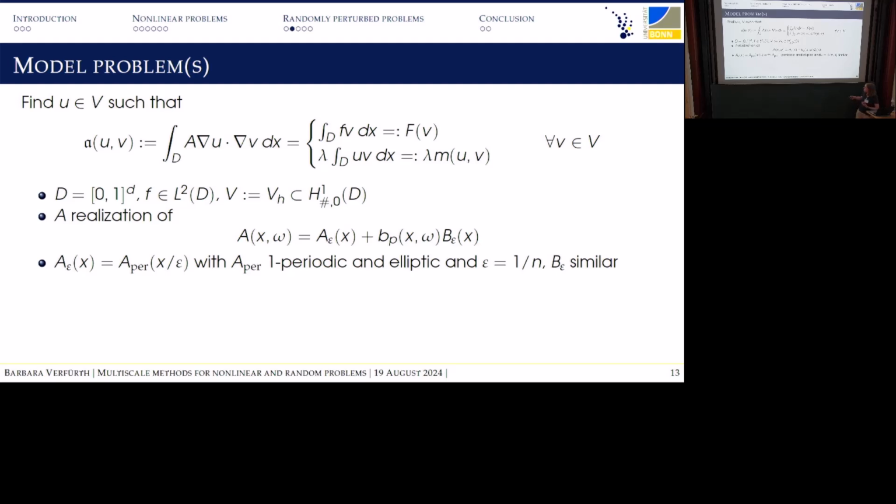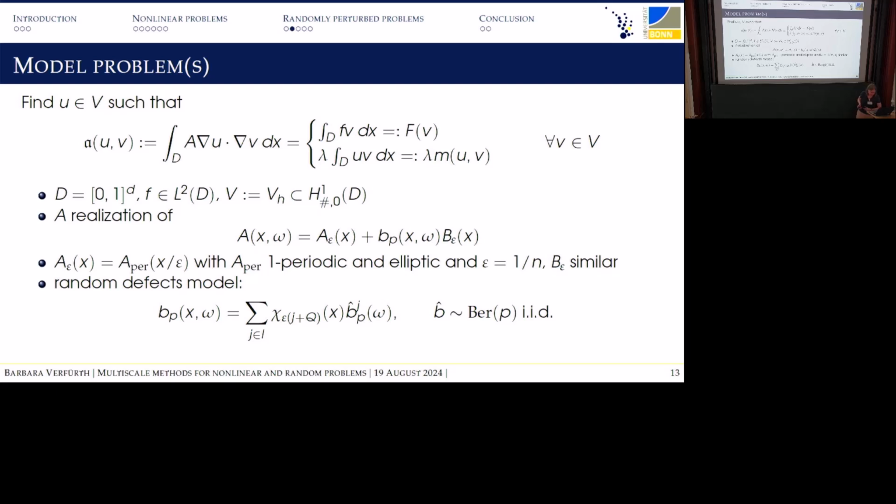And now again, let me remind you, the A should be of this form. This A epsilon and B epsilon should be epsilon-periodic, so you can write them as a one-periodic blueprint evaluated at x over epsilon. So everything should be nicely periodic to exploit this structure. And now I come to how these random defects are modeled. Remember what I told you, that at predefined locations I want to throw an unfair coin to decide to switch on or off a defect, and this is modeled in a mathematical manner.